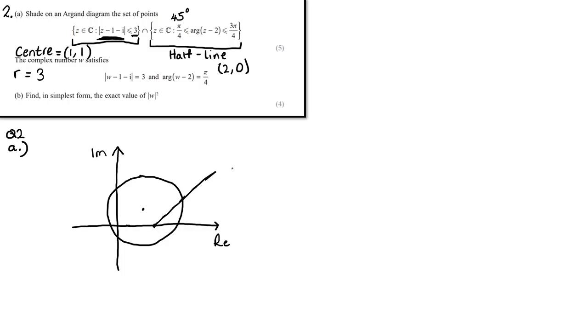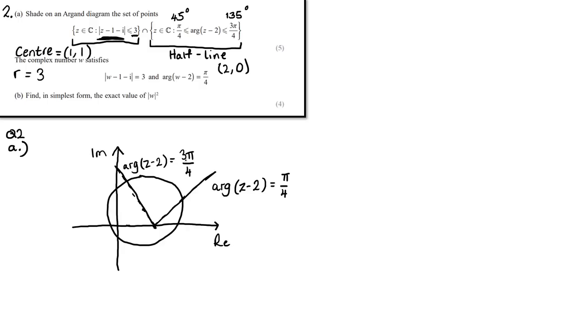Okay. So that's the argument of z minus 2 is equal to pi over 4. And then we've also got 3 pi over 4. So that would be 135 degrees. And that's going to look something like this. And this will actually go through our center. Okay, so it's going to look something like this. Again, these should be straight lines, but I'm doing it freehand, so it's not brilliant, but that's what we're going to get. Okay, and that's the argument of z minus 2 is equal to 3 pi over 4.